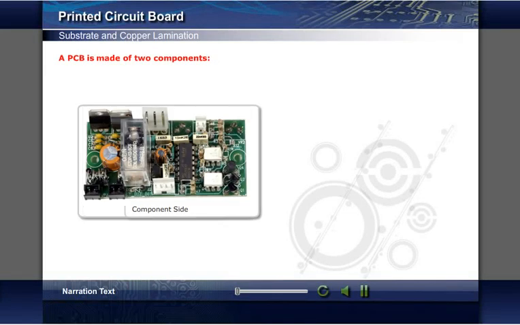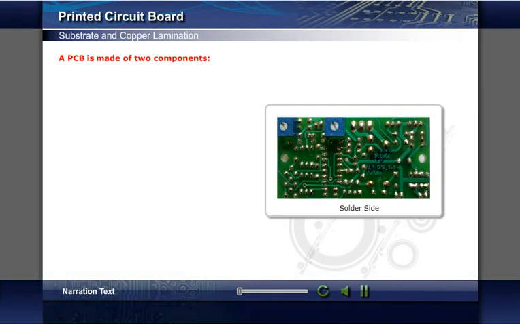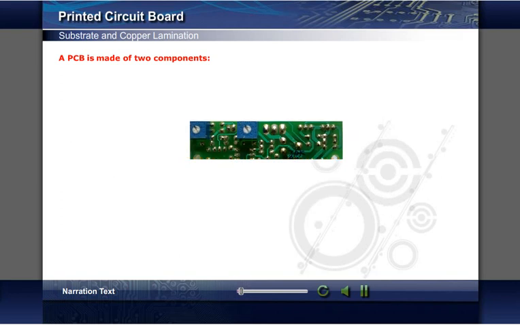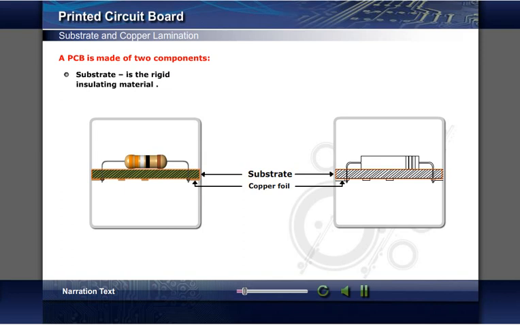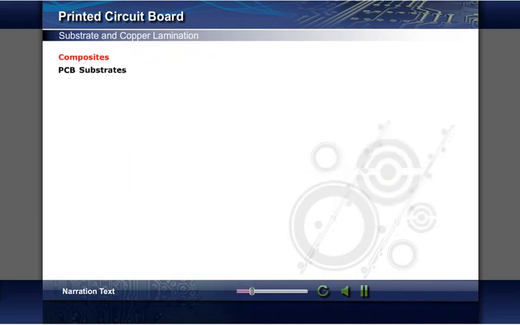A PCB is made of two components, the substrate and the copper foil. The substrate is a rigid insulating material. The copper foil lamination on the substrate is few microns thick. PCB substrates are typically composites.